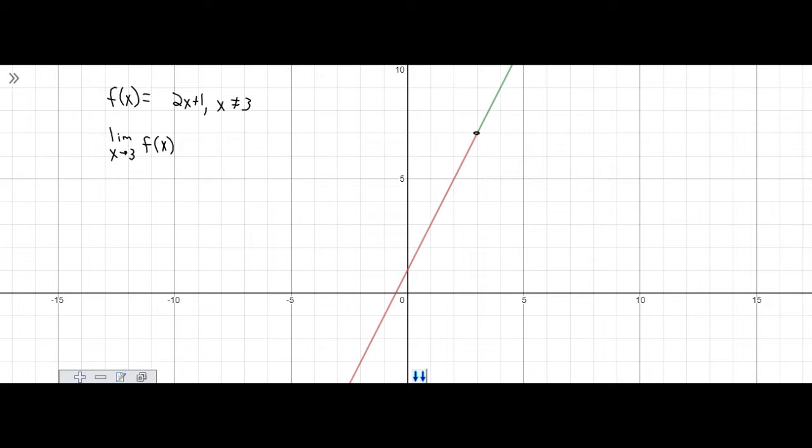Let's look at one that is slightly more difficult, and this one is technically a piecewise function. f of x equals 2x plus 1, where x does not equal 3, and let's take the limit of f of x as x approaches 3.